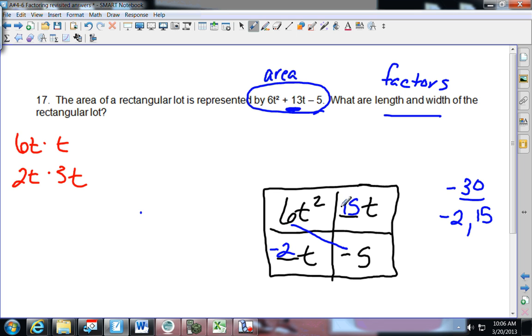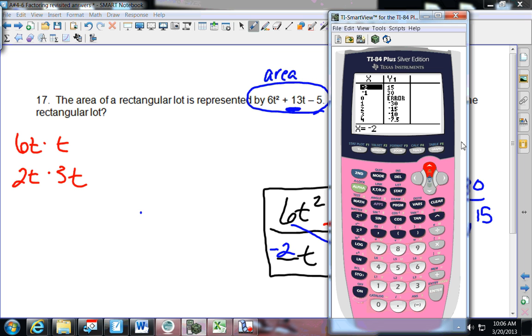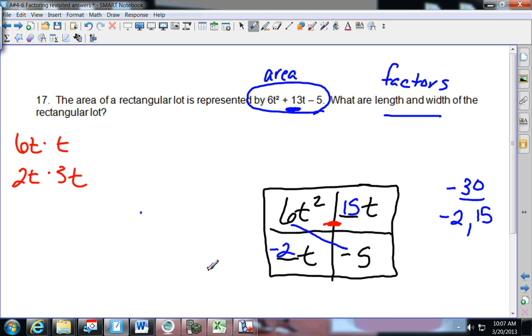Okay, so when I look at these, what's the GCF out of this? Does 6 go into 15? No. The next one I can think of is, if you put it in the calculator, let's remind ourselves on the calculator real quick. I can press math, arrow over to number, the number 9, 6, comma, 15, and press enter. It gives me 3. So that means out of these two, it's a 3t. Out of these two right here, it's 2t.